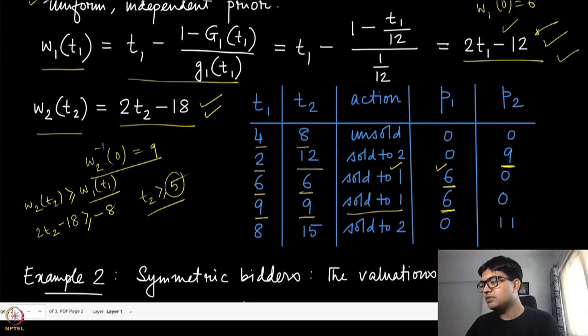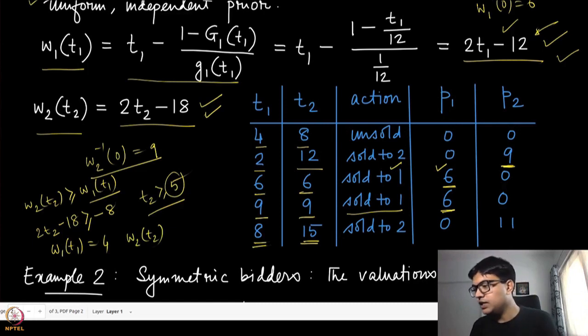Now the last situation is an interesting situation, because in this case both these players have virtual valuation which is positive, so they both cross the threshold of 0. Now the important part is that because this is 8 and this is 15, what is the corresponding value of W1T1 is 4, and W2T2 is 12. So clearly player 2 wins, its virtual valuation is larger.